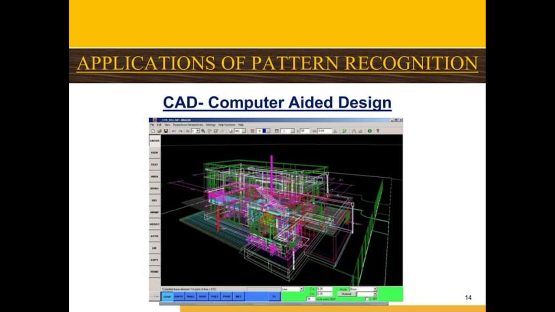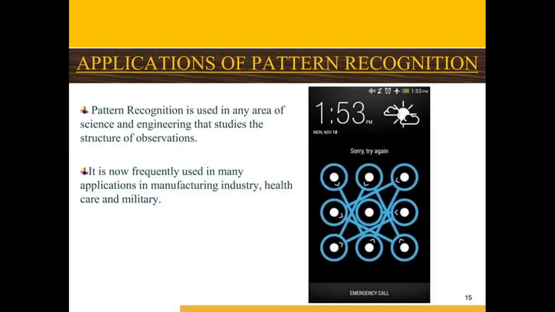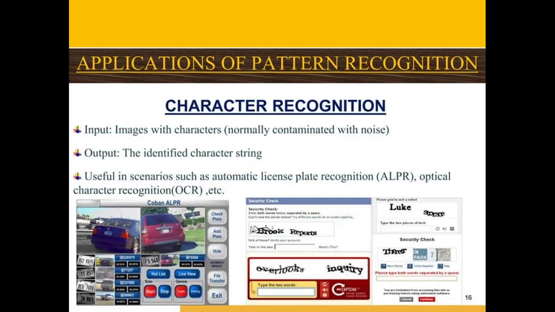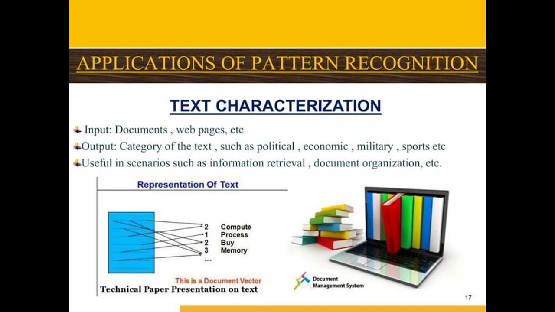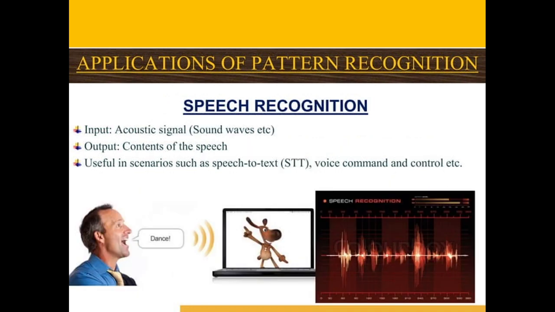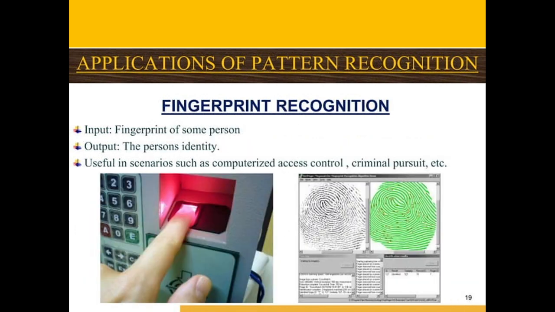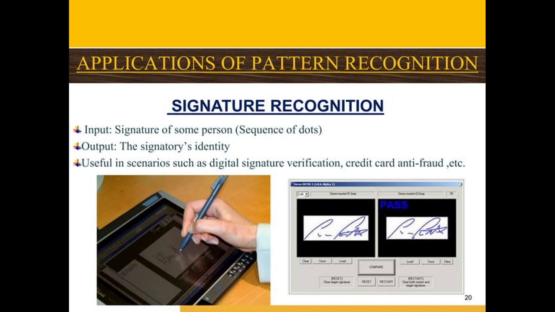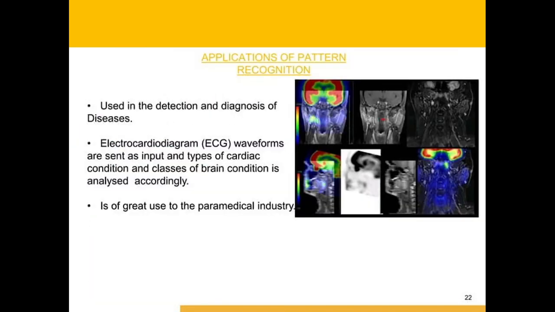In architectural building also we can use this pattern recognition. In science and engineering we can use this too. It is used mainly in the manufacturing industry, healthcare, and military. Applications include character recognition, text characterization, speech recognition, fingerprint recognition, signature recognition, and face detection. So there are many applications of pattern recognition.